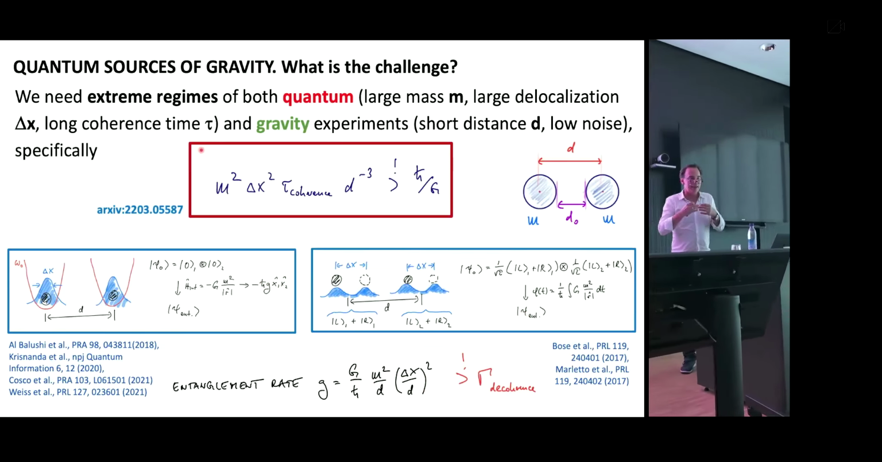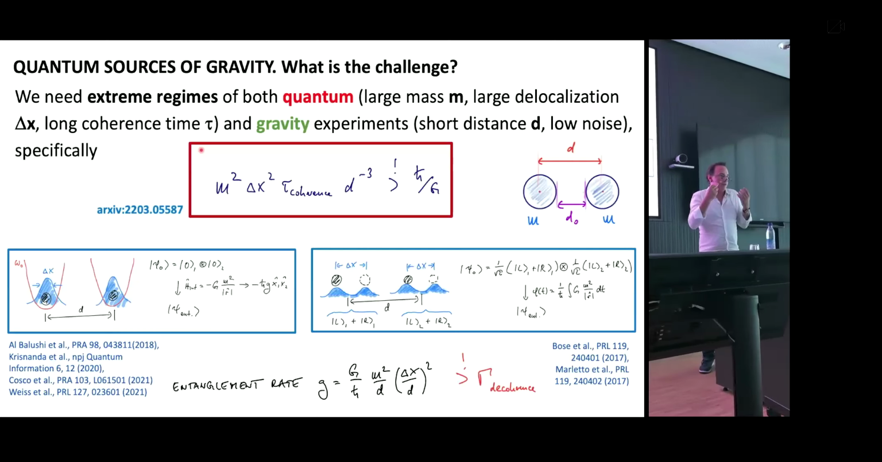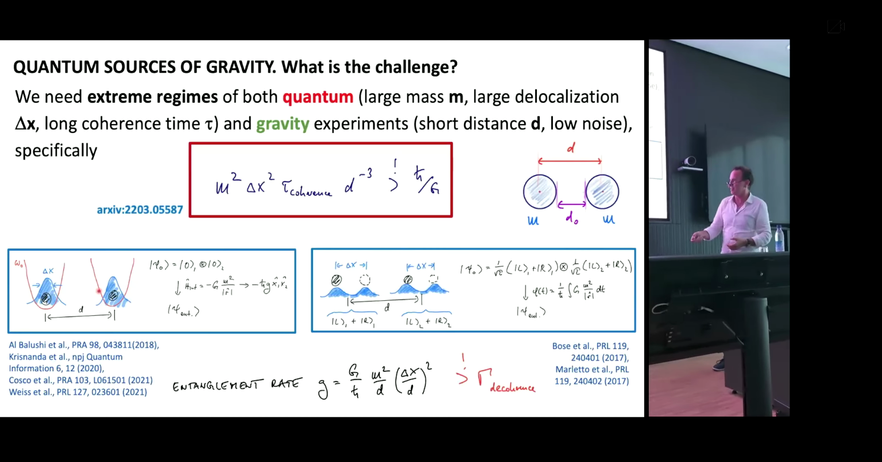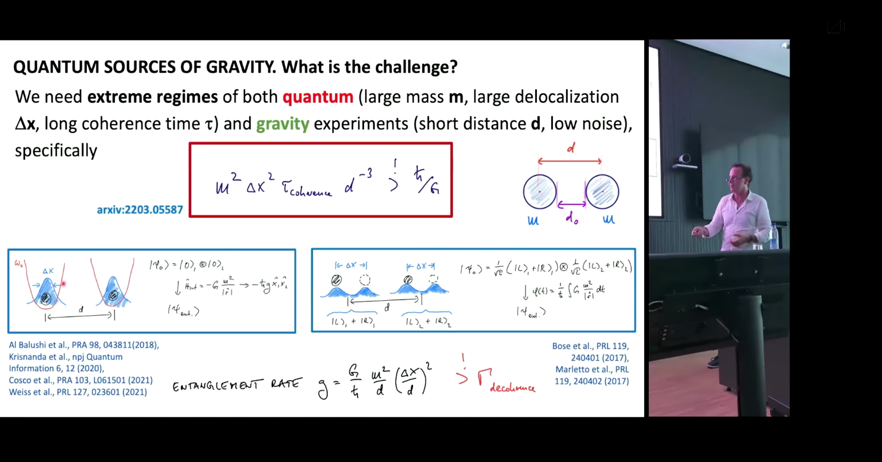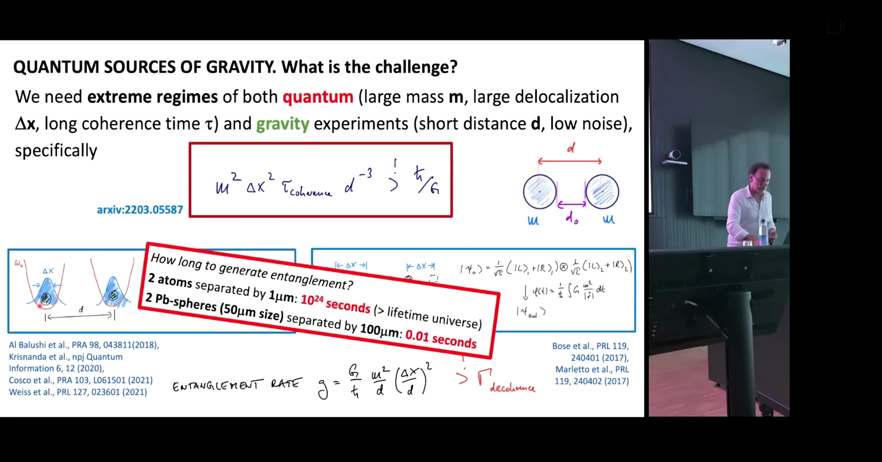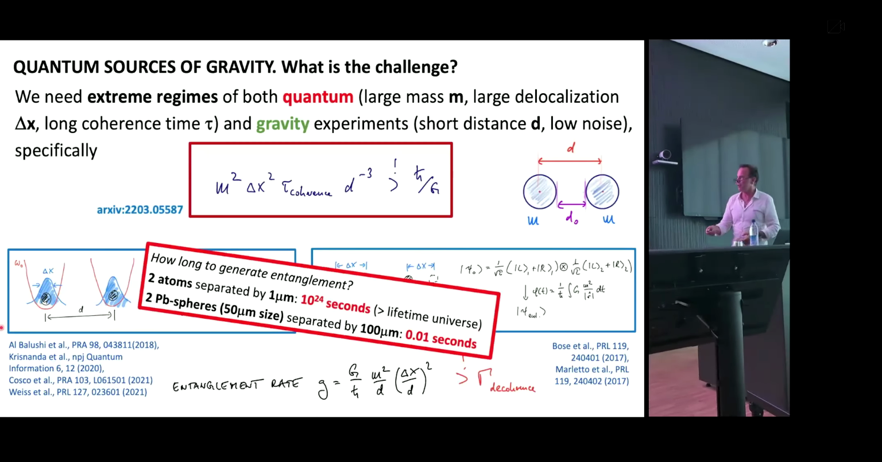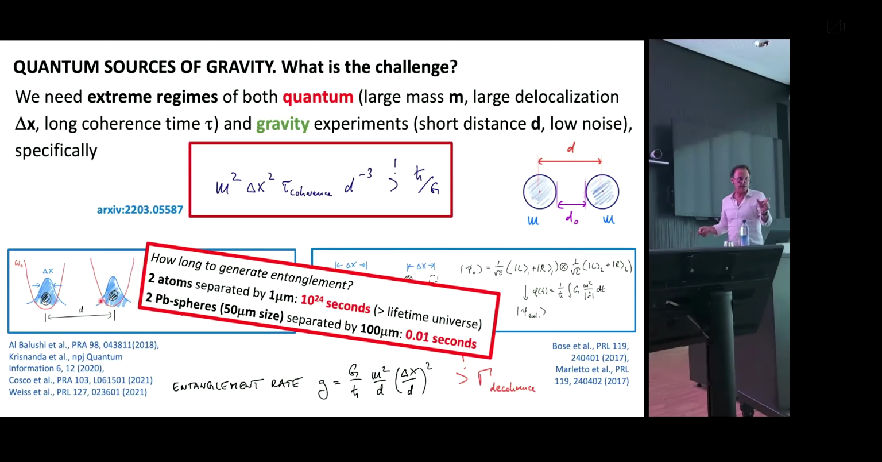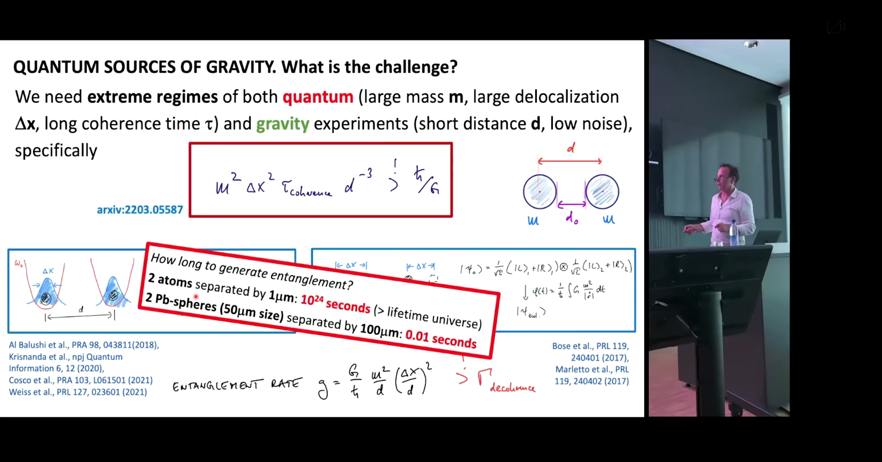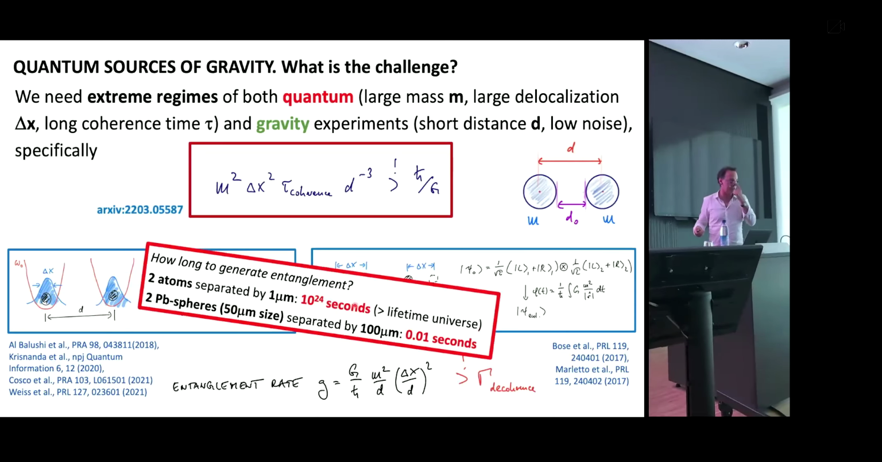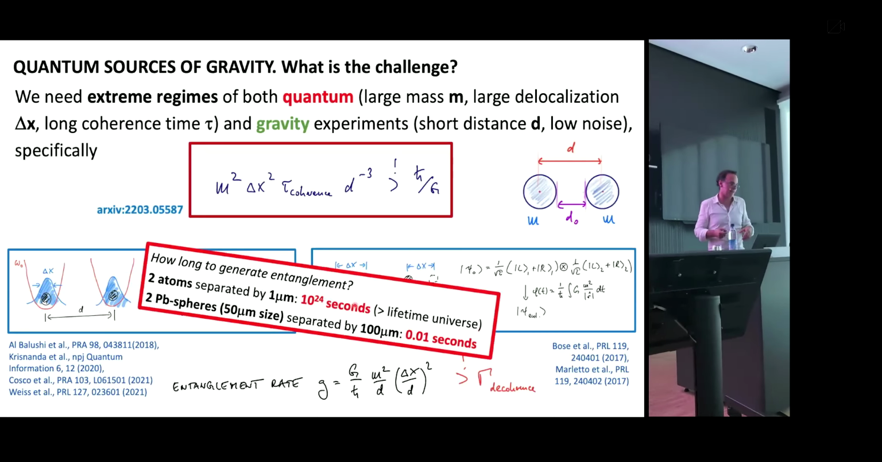Now, you could ask, well, then let's just go to Emmanuel's lab and do it, because this is something that one can easily realize in the lab. So let's put in numbers. If we had two atoms, with a delocalization of 100 nanometers, and you separate them by a micrometer, how long does it take to generate entanglement just through gravitational interaction? We assume we can switch off and screen all electromagnetic interaction. Well, you can see it's 10 to the 24 seconds. It's like 1,000,000 times longer than the lifetime of the universe.